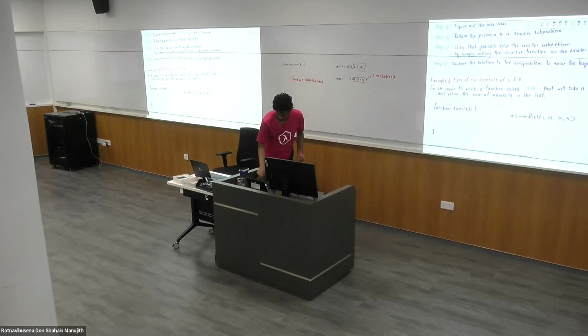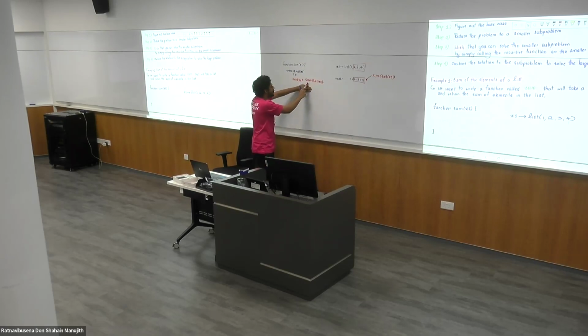So the base case is actually pretty easy, right? So the base case is: return, if xs is null, then what should I return? 0. If it's not, then this one. Okay, so the most important thing is the second step, right? You reduce the problem to a smaller subproblem. That's the first step. And then you wish that you can solve the smaller subproblem by simply calling the recursive function on it.